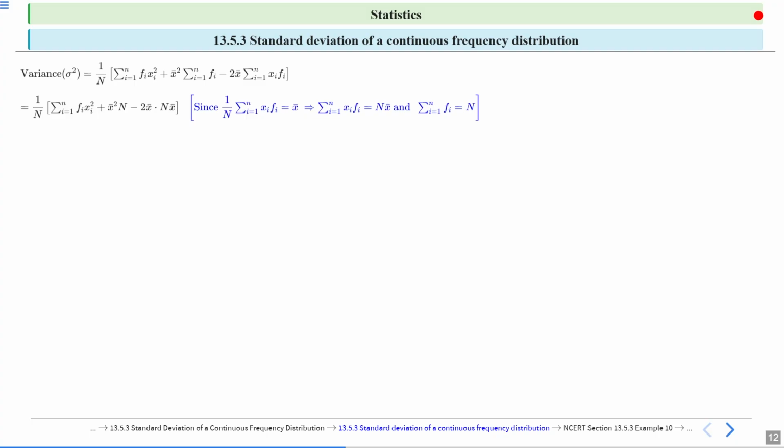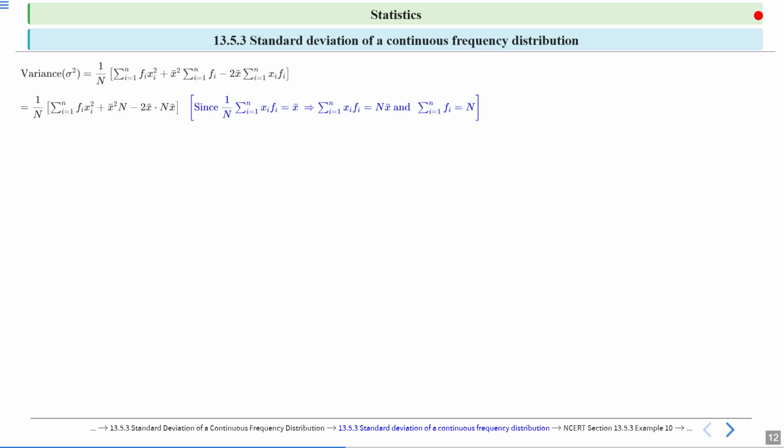Now let's simplify the formula using properties of summation. So we substitute sum of fi as n and sum of xi fi as n times x bar. So the equation becomes variance sigma squared equal to 1 divided by n of sum from i equal to 1 to n of fi times xi square plus x bar square times n minus 2 times x bar into n into x bar.